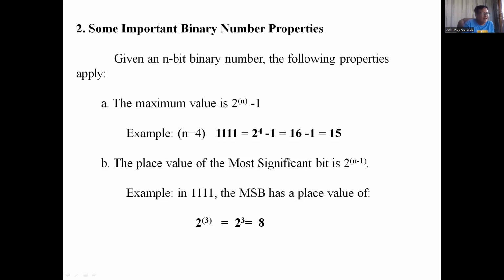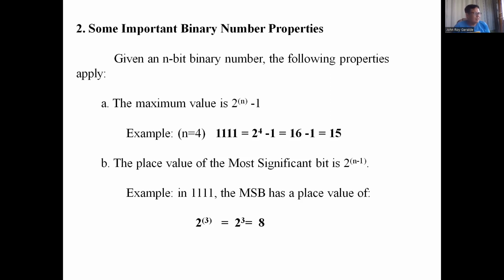If you have a long string of ones, you don't have to compute 1 times 1 plus 1 times 2 plus 1 times 4 and so on. It's long, right? What you need to do is just count out the places: 2 to the 4 minus 1. That's 15. Shortcut, okay?